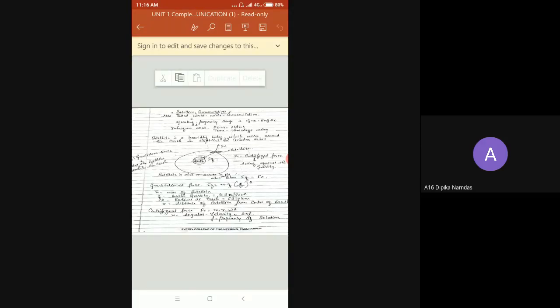And similarly for one more force, that is centrifugal force. Fc is equal to m dot r dot omega square. Tomorrow I will ask you the question, keep in mind. And omega is equal to what? Angular velocity. That is 2 pi f, where f is nothing but the frequency of rotation.